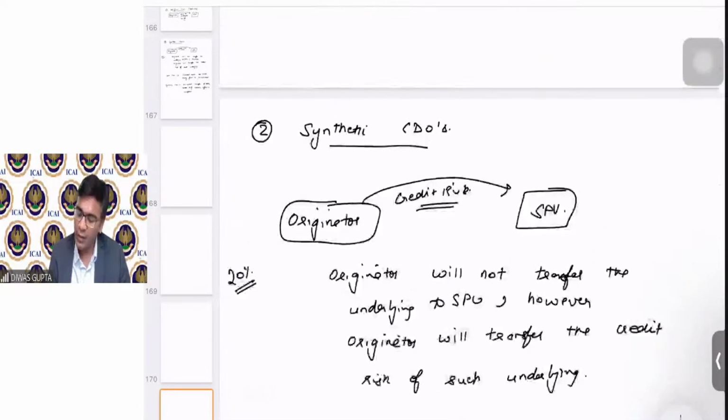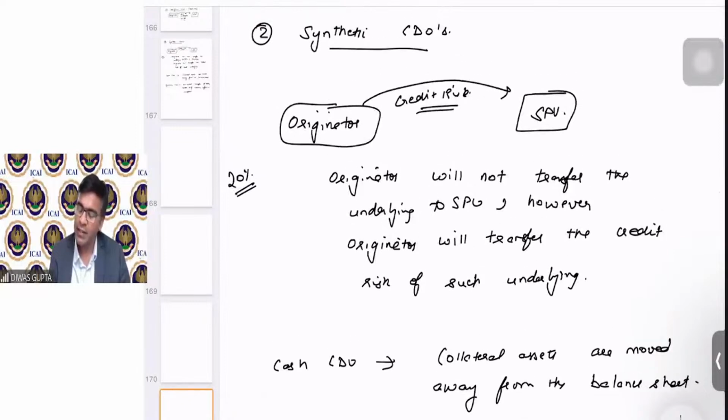Namrata is saying synthetic CDO not clear. Namrata, synthetic CDO is basically a CDO in which, unlike the previous examples we have discussed where the originator transfers the entire asset book value to the SPV and the SPV pays upfront to the originator, the originator is not transferring the underlying to the SPV. That means the originator is not transferring the loan to the SPV. It is only transferring the credit risk of such loan.